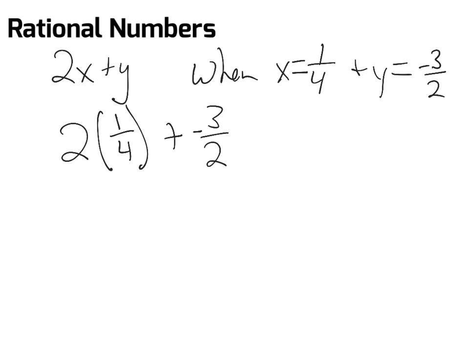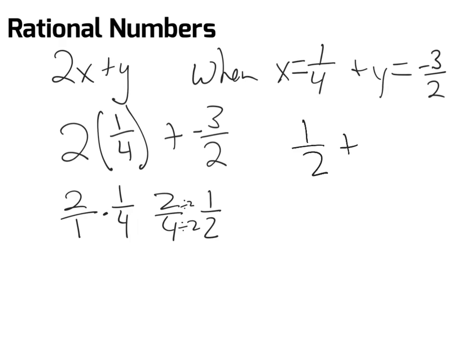Does that make sense? So 2 times 1/4 is, remember, there's that invisible multiplication. And when I multiply fractions, I just go across, so I get 2/4, which is really 1/2, right? Because I can simplify this and divide it by a 2. So I have 1/2 plus a negative 3/2. They're opposite signs, so I'm going to subtract.